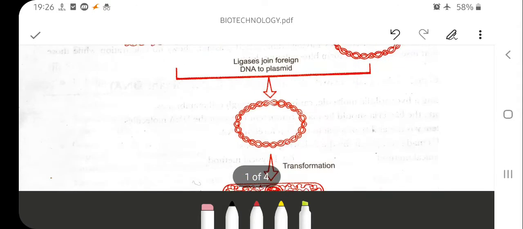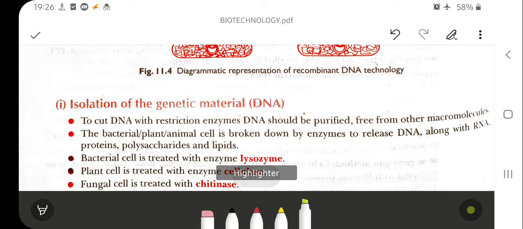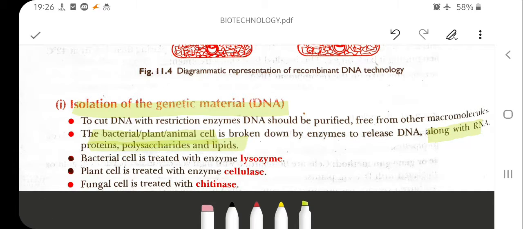So, our first step is isolation of genetic material, that is your DNA. To cut the DNA with restriction enzyme, DNA should be purified, free from other macromolecules. If we have to isolate the DNA from the bacterial cell, plant cell or animal cell, it is broken down by enzymes to release DNA along with RNA, protein, polysaccharides and lipids.